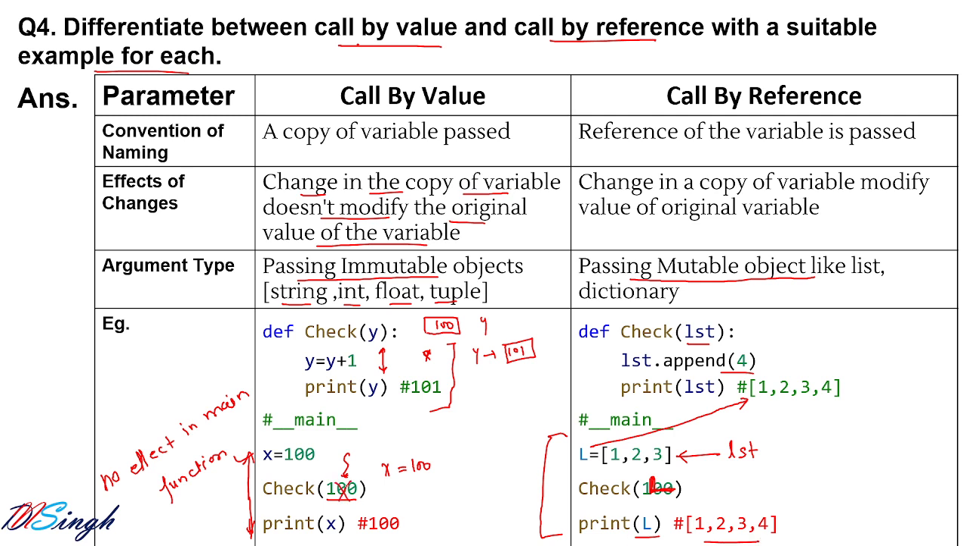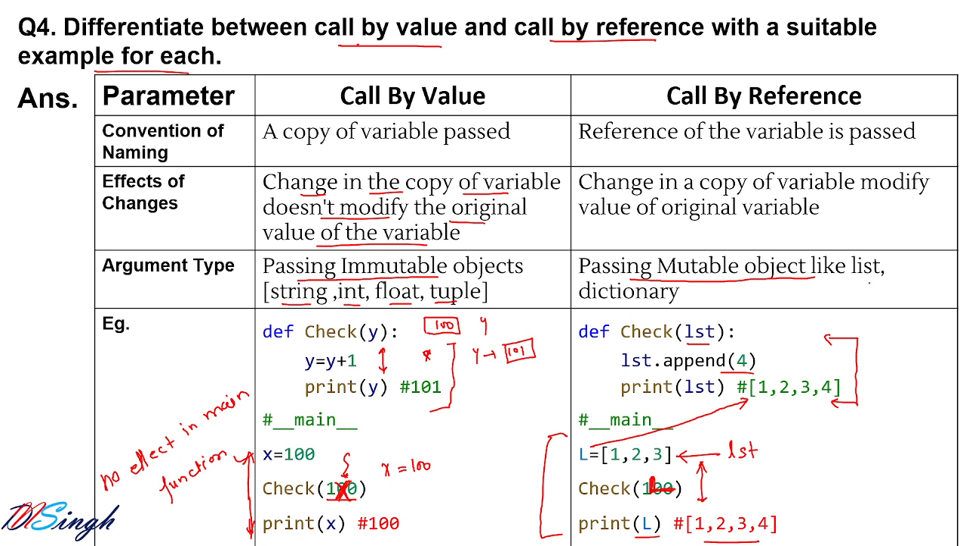So when L is printed here, what will print? 1 2 3 4, even though you have not added anything inside the main. Check out, you have not appended anything to L inside the main, but it is printing 1 2 3 4, because the changes which you made inside the function body are reflected in the main variable. Why? Because the variable that we have passed is mutable.